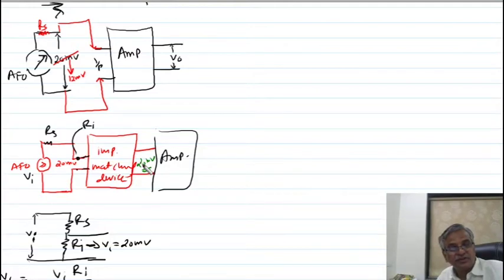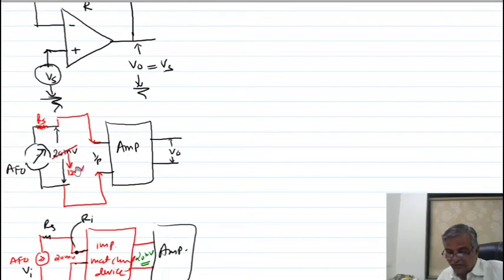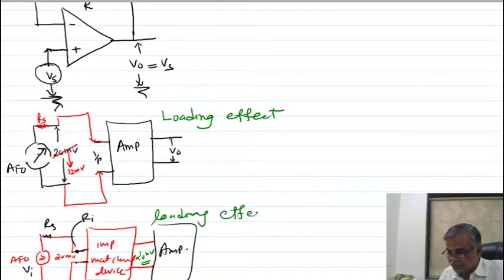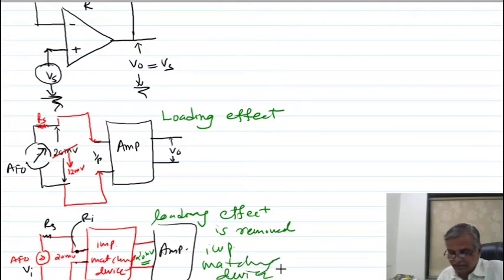So this is called loading effect. When the voltage is dropped, it is called loading effect. So here you can say loading effect is removed by using an impedance matching device. I think you understand. Last time I am telling you.